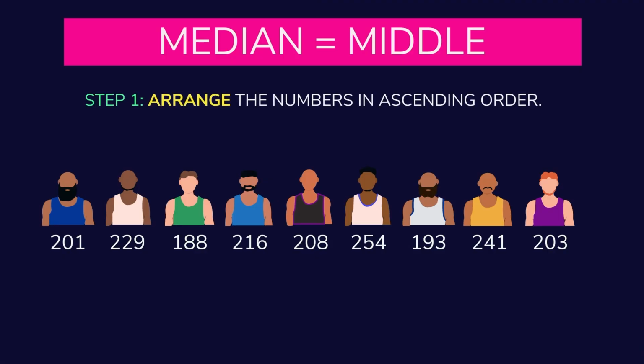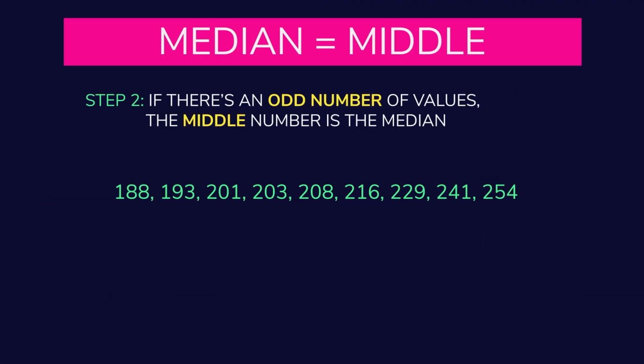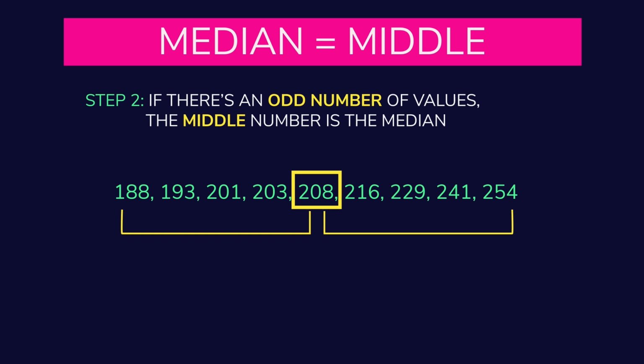Now let's look at NBA player heights in centimeters. Step 1. Put them in order. Step 2. Since there are 9 numbers and an odd count, the median is the middle value. So the fifth value in the ordered list is 208 centimeters.